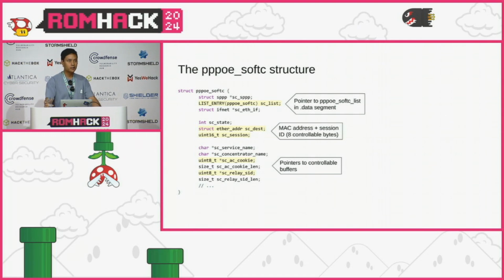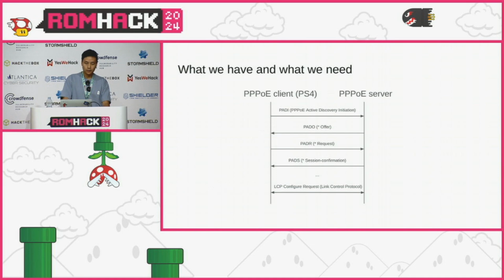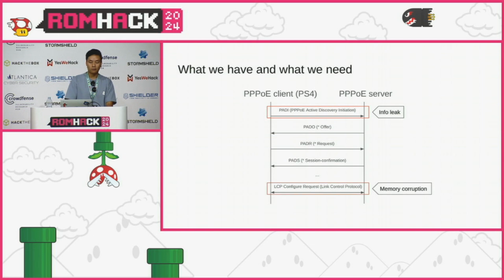And in our exploit, we will make use of all of these fields. So at the beginning of the protocol, when getting a PADI initiation packet from the PS4, we have an information leak. And when we finish with the discovery stage, we can send an LCP configure request to trigger memory corruption. Both of these bugs are super easy to trigger, but how can we combine them and exploit them?